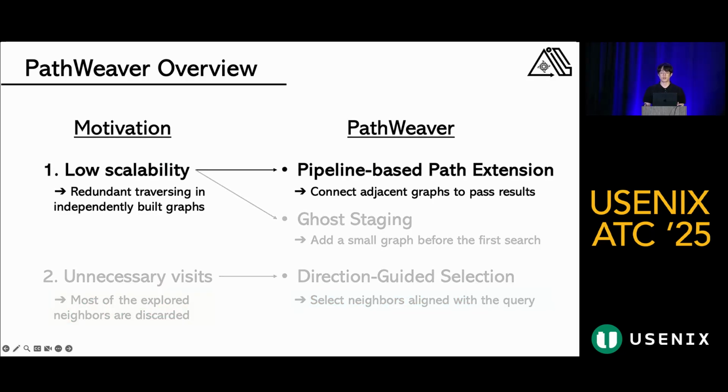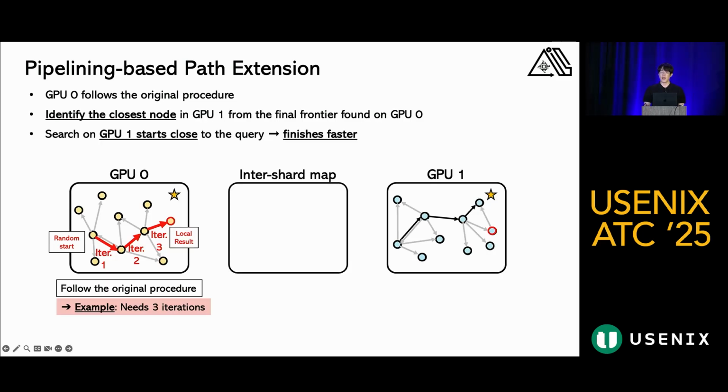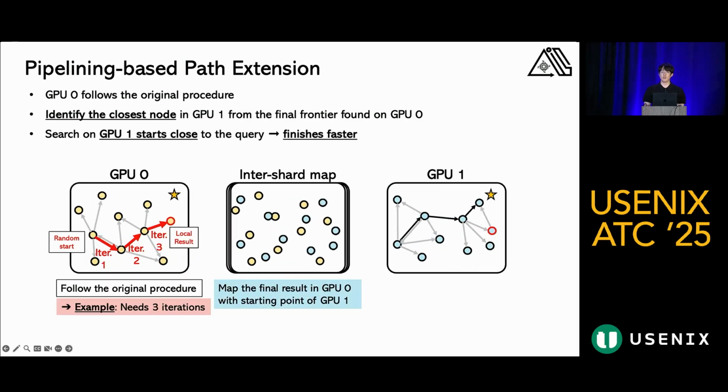Let me start by walking you through the details of pipeline-based path extension. First, in pipeline-based path extension, GPU 0 follows the original search process. In this example, three iterations are needed. After GPU 0 completes the search, we use inter-shard map, which maps the final result in GPU 0 with the starting point of GPU 1. Now, instead of GPU 1 starting from a random starting point, it starts the search from a closest node to the query.